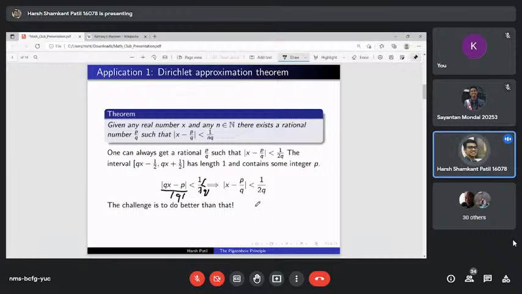Now the challenge is to do better than this, better than 1 upon 2q. By the way, the pigeonhole principle is also called the Dirichlet box principle because Dirichlet was the first one to use this fact and to prove this very theorem.